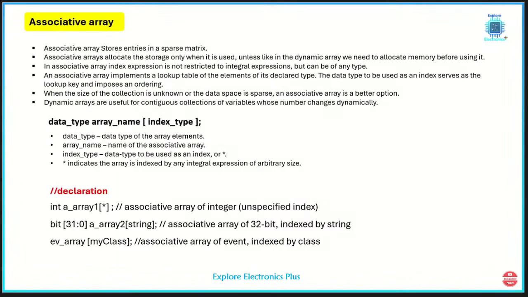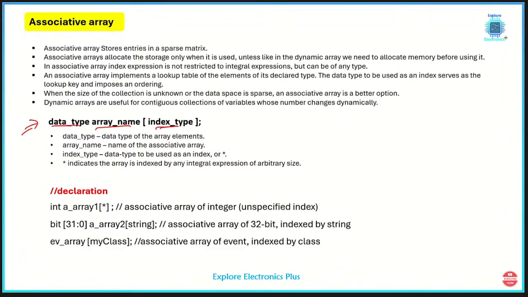Then we have associative arrays. Associative arrays are an extended version of dynamic arrays, we can say. So an associative array stores the data or entries in a sparse matrix. This is the representation: data type, then array name, then within the braces we need to provide the index type we are going to have.